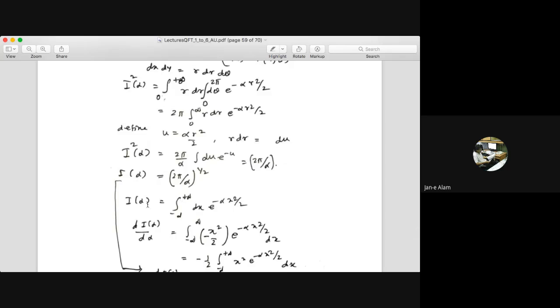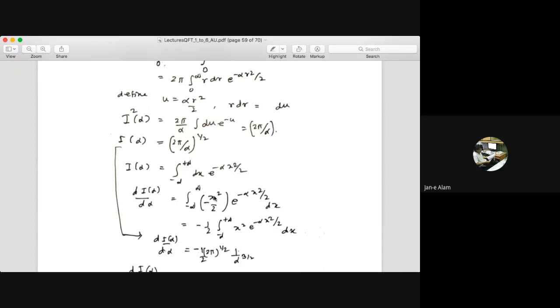Now, this was your I alpha. If you take a derivative of this with respect to alpha, you get an x square here. That means you get an expression x square times this Gaussian again, which is proportional to the average value of x square. So I get this average value of x square if I take the derivative of I with respect to alpha. And I know what I alpha is, so I can take the derivative and calculate this average x square value. I don't have to do the integration again.